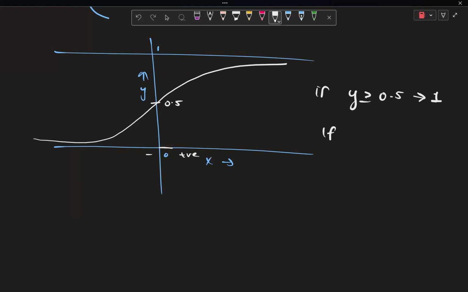And if y is less than 0.5, the output is 0. This is how we understand it. It means 0.5 is the threshold. Let's say you have, see, this is the threshold, guys.